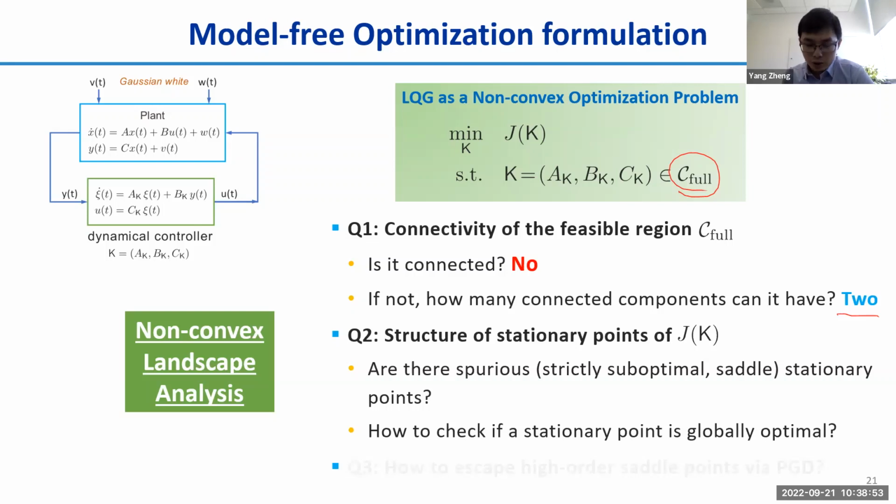And then the next question is that now we can search in this region, then we are fine. If we do gradient descent, suppose we arrive at a stationary point, where the gradient equals 0. Then how does this set look like? Are there spurious stationary points? How do we check whether a stationary point is globally optimal? This will be the next question I'm going to talk about.